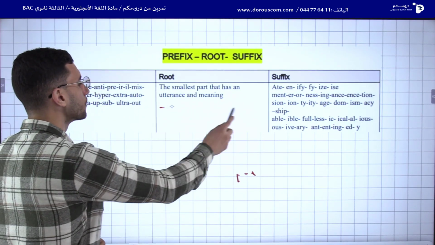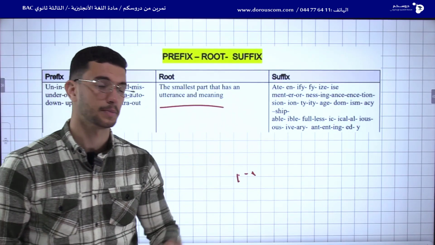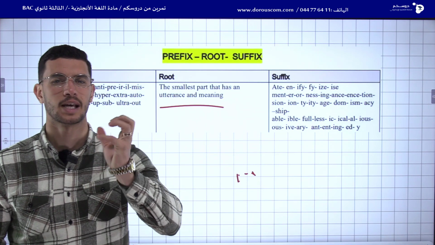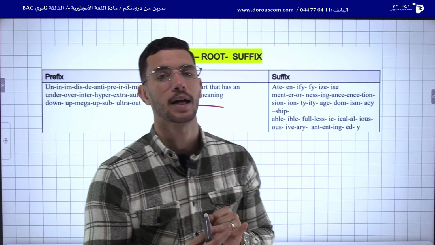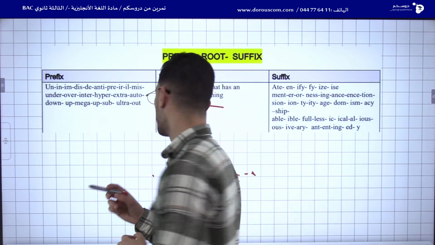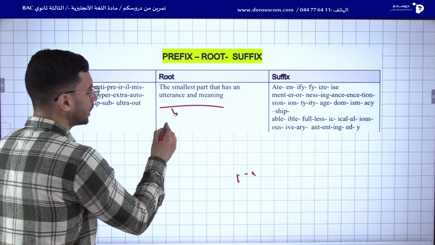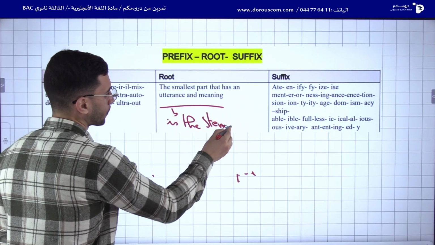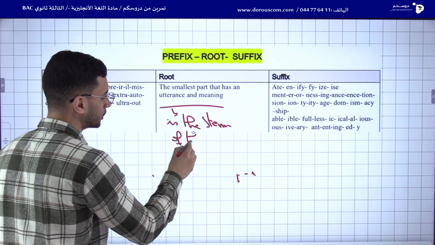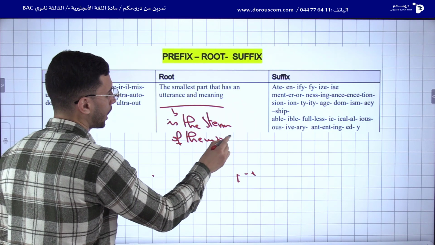So what is a root? A root is the smallest part in the word that has an utterance and meaning. هو أصغر وحدة في الكلمة اللي يكون عنده نطق ويكون عنده معنى. صح. واش نقدر نقولوا root is the stem of the word، يعني مصدر الكلمة.